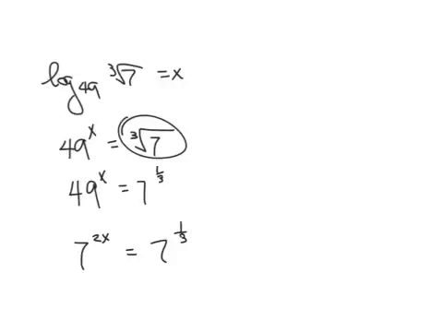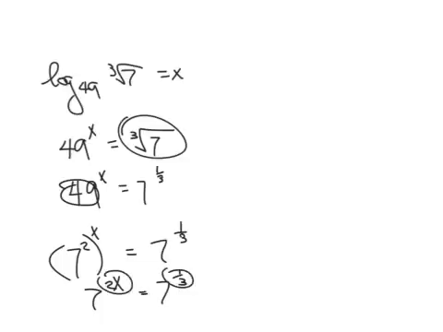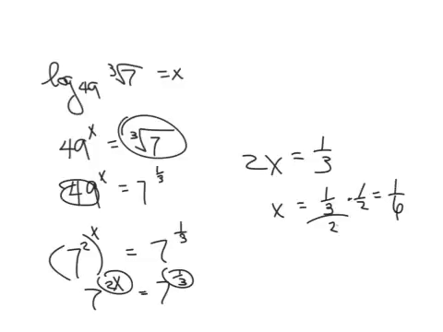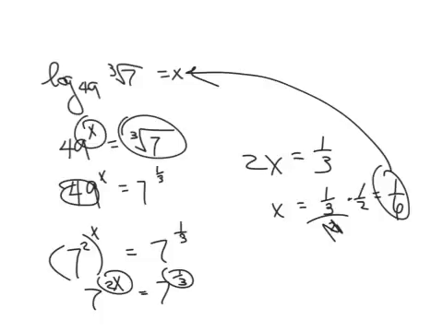Let me not skip a step here. Let's write this as 7 squared for 49 to the x power. So 7 to the 2x equals 7 to the 1/3. Since my bases are the same, I can write that as 2x equals 1/3. My exponents have to be the same. x equals 1/3 over 2, or times 1/2, equals 1/6. So my x is going to be 1/6. So 49 to the 1/6 power equals the cubed root of 7.